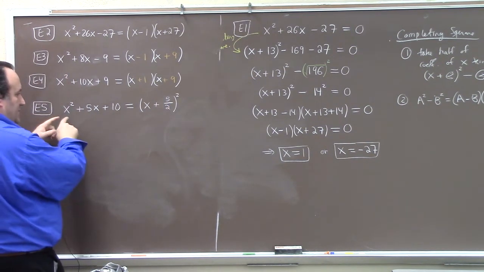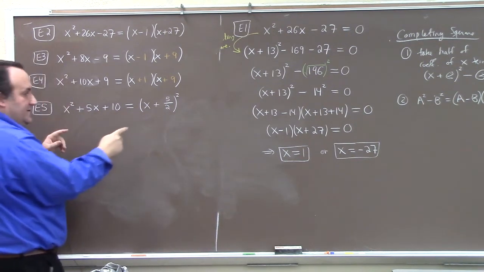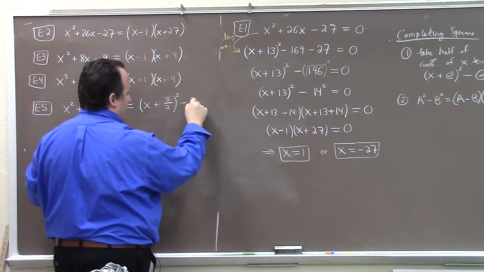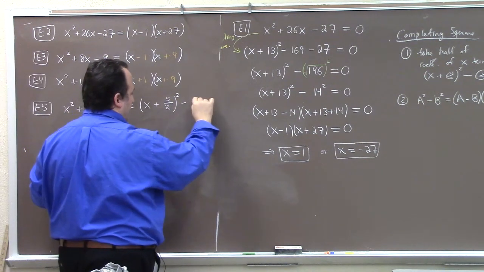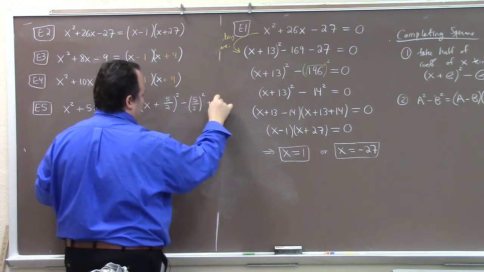So that's, I take half of that, right? Now I have to subtract the square of what I added here, to be fair. So I have to subtract 5 over 2 squared, all right? And I still got the 10 over there.